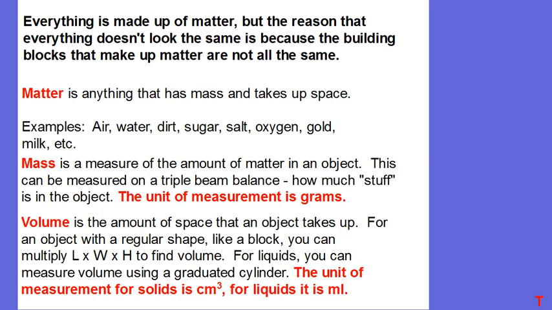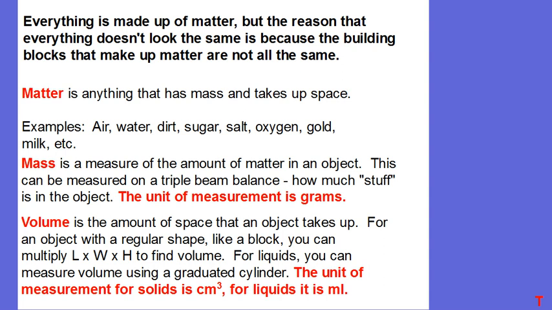Even though everything is made up of matter, the reason that all matter doesn't look the same is because the building blocks, the atoms and the elements that make up matter, are not the same. Matter is anything that has mass and takes up space, like air, water, dirt, sugar, salt, oxygen, gold, basically anything. And it doesn't matter if you can see it or not.